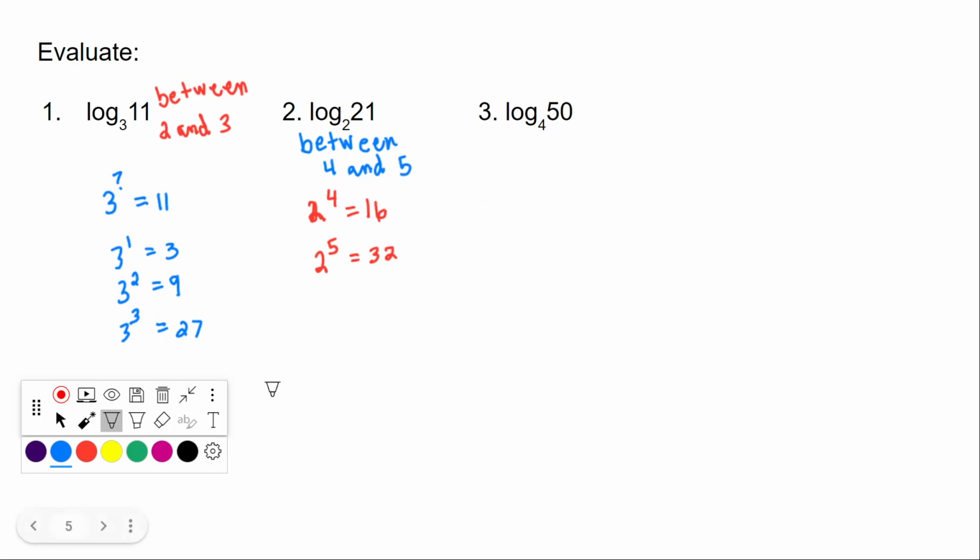So let's take a look at log base 4 of 50. So 4 squared is 16. If I multiply 16 times 4, that gives me 4 cubed is 64. Because 50 falls between 16 and 64, we can say that the value of this log is between 2 and 3.